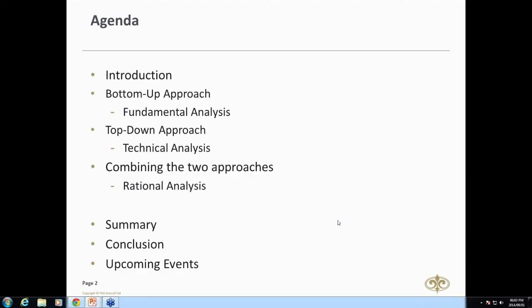This is our agenda tonight. So the topic is rational analysis. I was going to give a quick introduction on why I talk about this. Ultimately, it's a stock picking strategy or share selection process. Most people use a bottom-up approach, maybe fundamental analysis. Some of you might use the top-down approach, maybe technical analysis. And I like to combine both, and that's why I coined the phrase rational analysis.